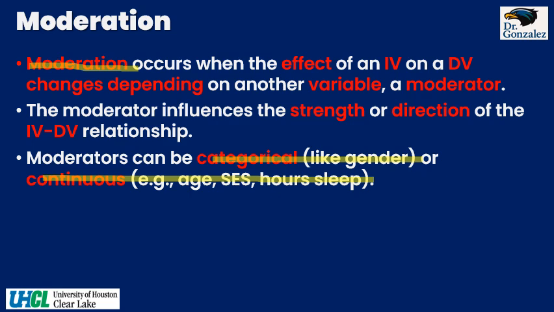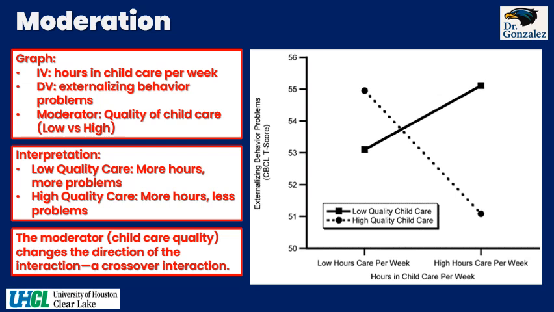So there are two graphs that I want to look at showing moderation. So let's look at the first one. This is a graph that is showing us hours in childcare per week, hours down here. And our dependent variable is externalizing behavior problems. So an action that shows that I am upset, externalizing it, not feeling sad on the inside or mad, but going and whopping somebody else in the head. So there's a moderator variable here. It says moderator, quality of childcare, low versus high.